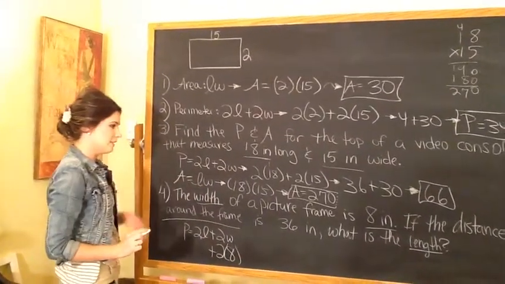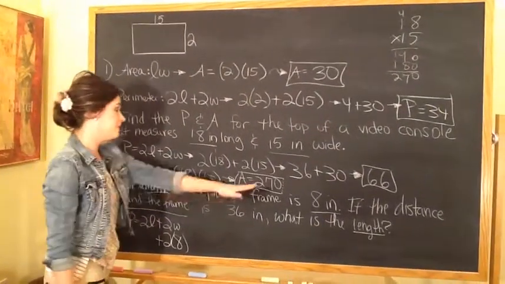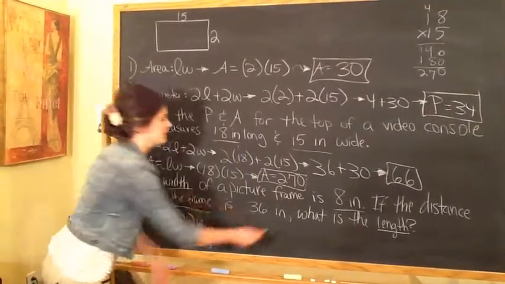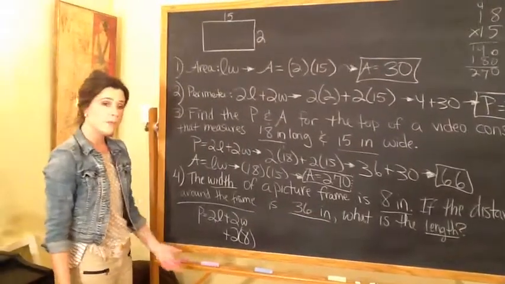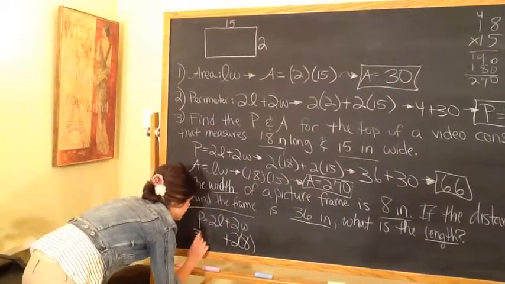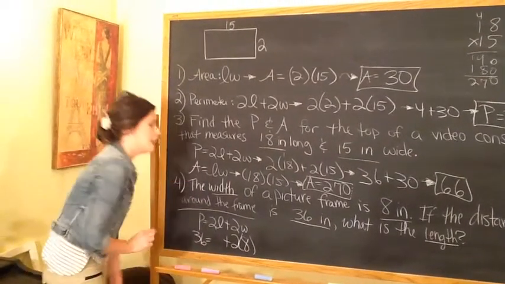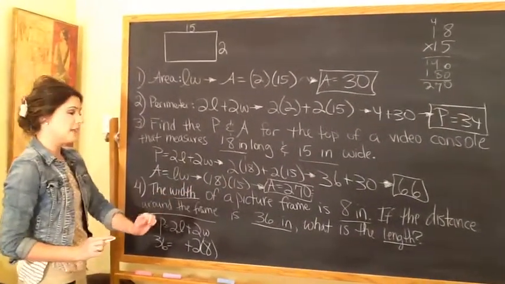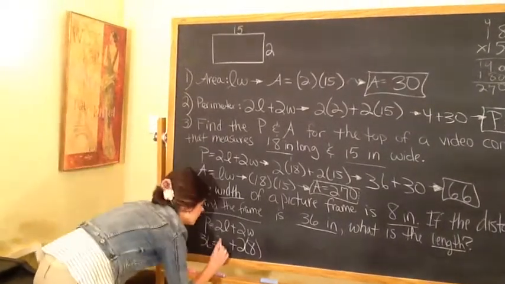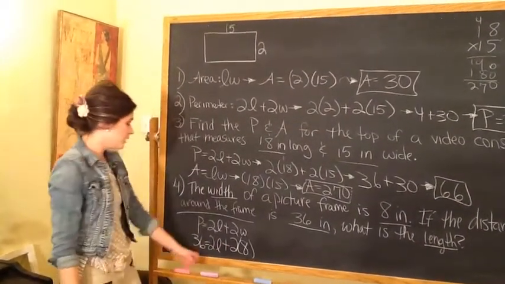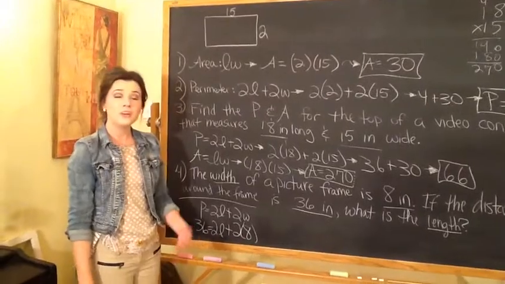Now what else did they give us? Well, they gave us the distance around is 36 inches. So that means that the perimeter is 36. So we're going to plug in 36 for P. And then it says what is the length. So we do not know the length. Since we have only one variable left, we can go ahead and solve for it.